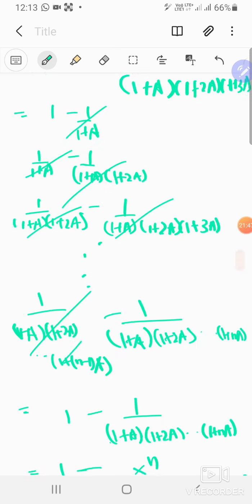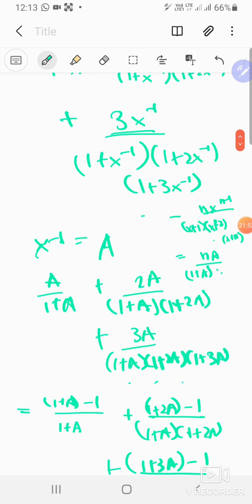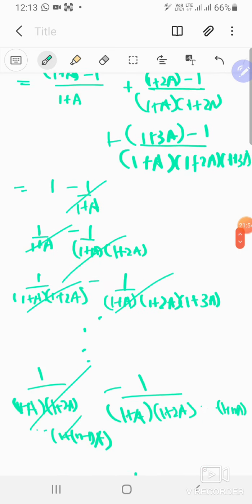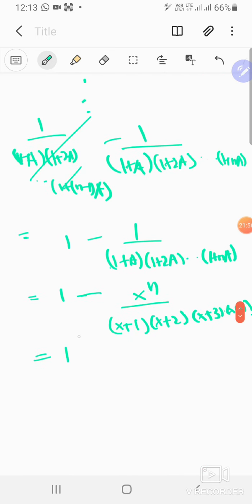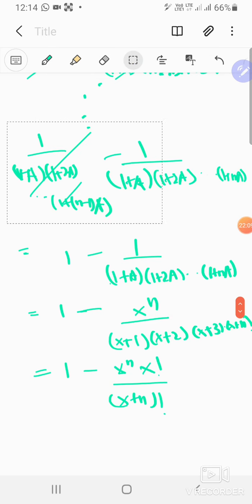This was a nice question. Yes, and we didn't involve multiplying by something. So yeah, that's it. That should be the final answer. So 1 minus, this thing can be written as x to the n times x factorial upon x plus n factorial. Nice. That's a pretty looking answer. Okay, let's go to the next question.